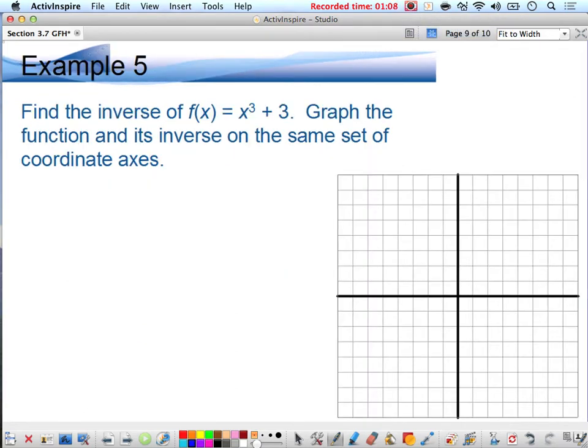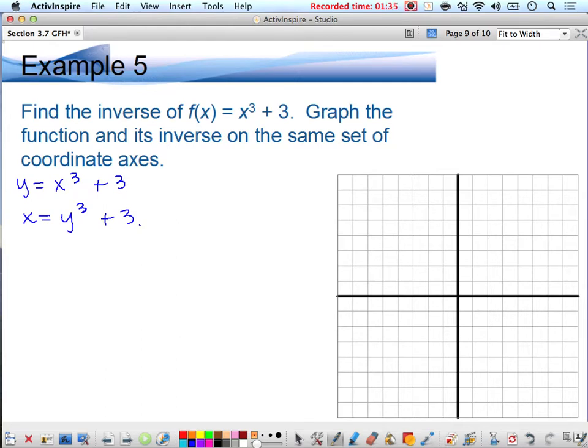So for this example, let's find the inverse of y = x cubed plus 3. And then we're going to graph the function and its inverse on the same set of coordinate axes. So if we start with y = x cubed plus 3, that's our original. And then I switch the x's with the y's and I try to isolate y. That will be my inverse function.